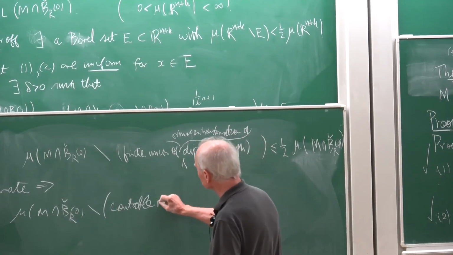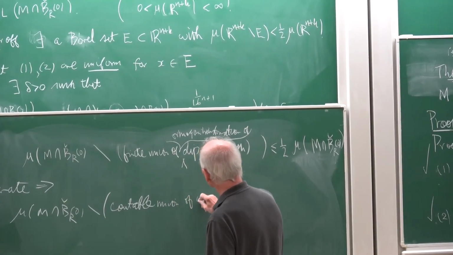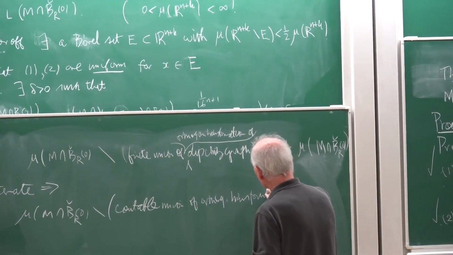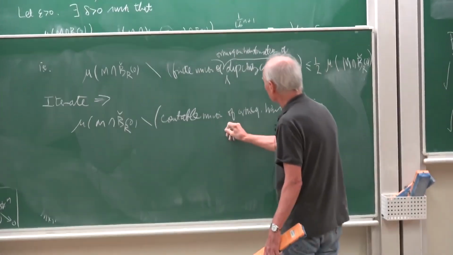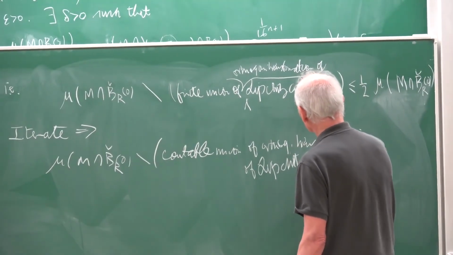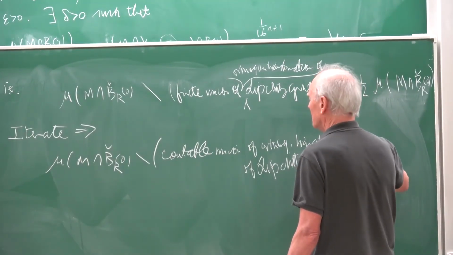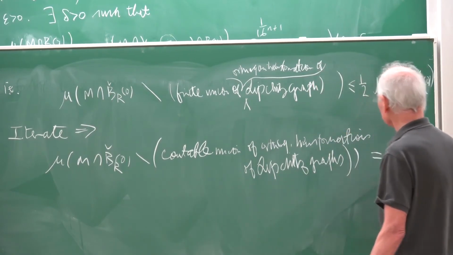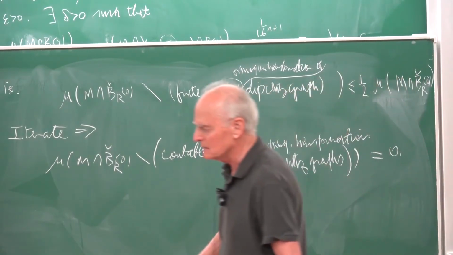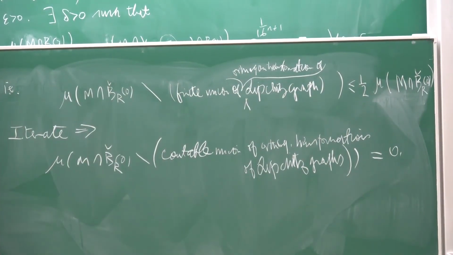So a countable union of orthogonal transformations of Lipschitz graphs is equal to 0. So that says exactly that M intersect B_r hat, M intersect the open ball of radius r, is an n-rectifiable subset. So that's the end of the proof.